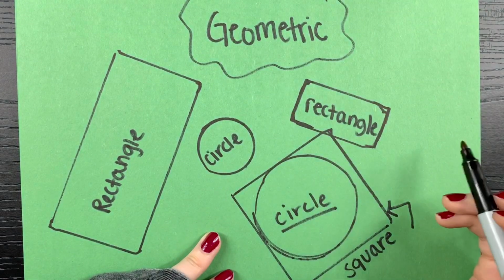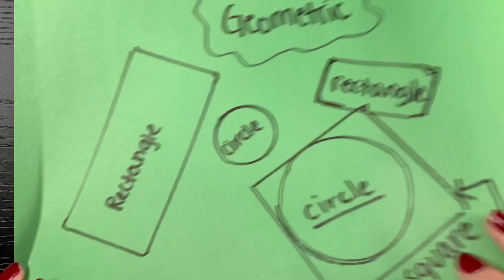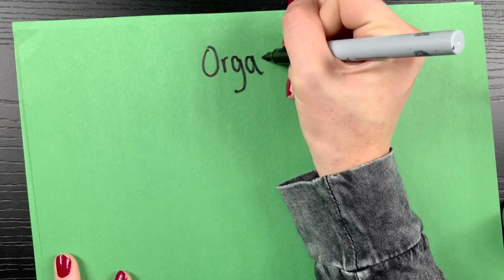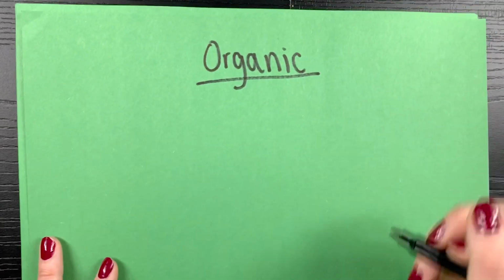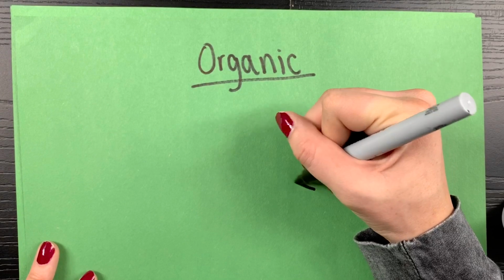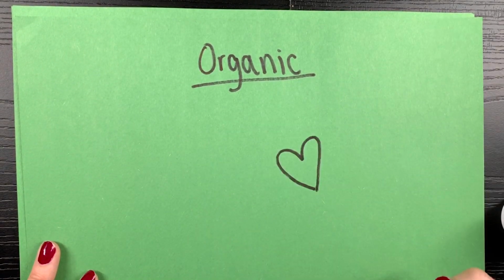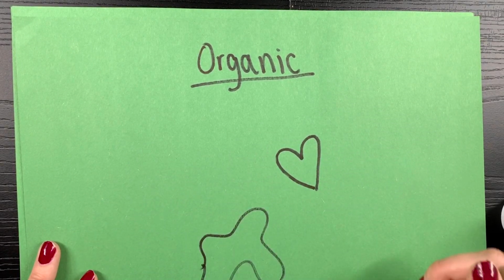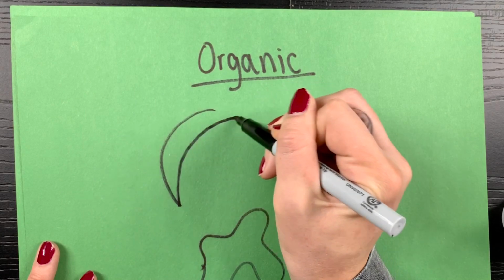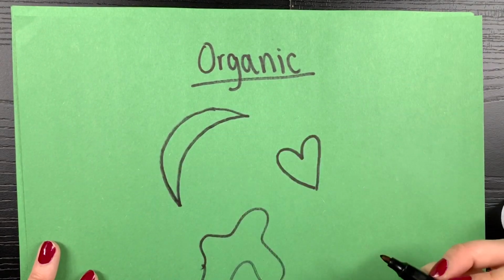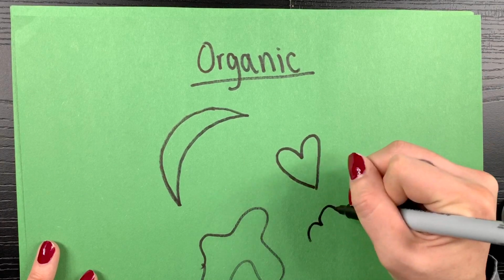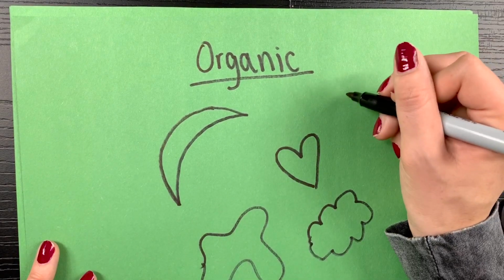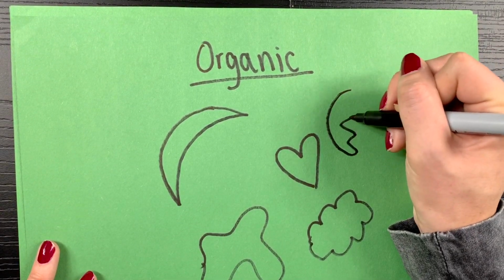Now let's move on to our organic shapes. So, organic shapes are different from geometric shapes because they are free-forming. That means you do not need a ruler to draw them. They have a lot of curved lines. They have a lot of wavy lines, both of which we learned with our last project. The clouds that we draw, those are organic shapes. We don't need a ruler to draw them, do we?